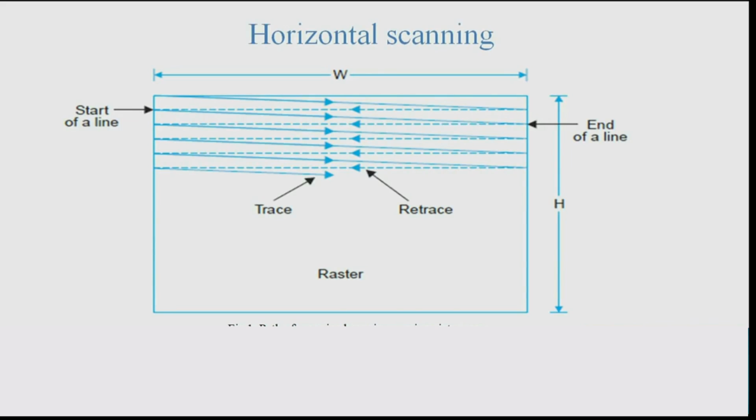Now before going to the interlace scanning, we want to understand first what is meant by horizontal scanning and vertical scanning. Now this figure shows the horizontal scanning path of the scanning beam in covering the picture area. This diagram is drawn width versus height, and the start of a line is from the top left hand side to the right hand side. The dash line shows the trace line, and the dotted line shows the retrace path. This is the trace path and this is the retrace path, and all these processes happen in the raster.